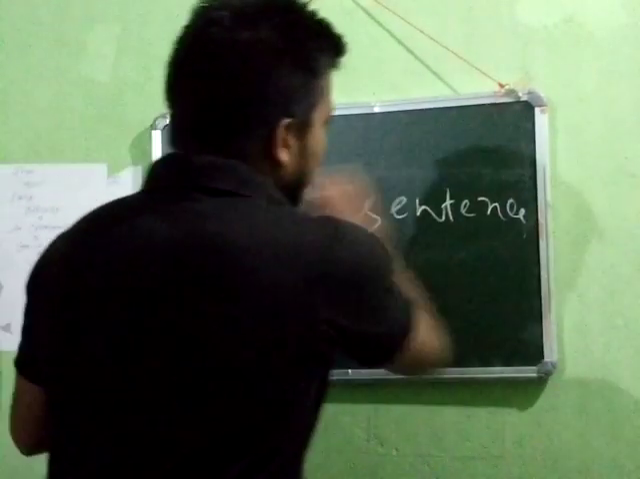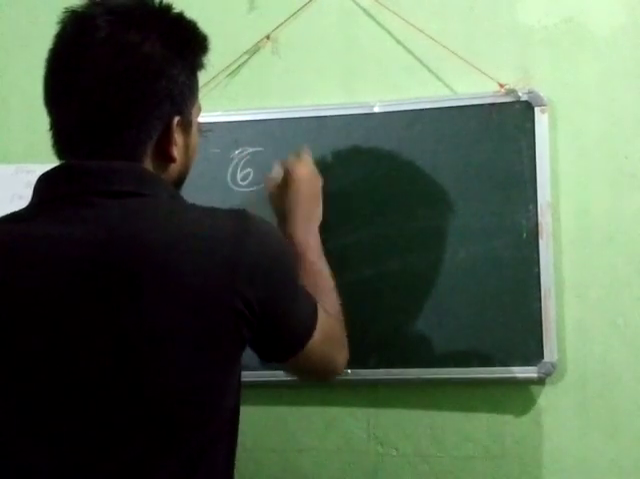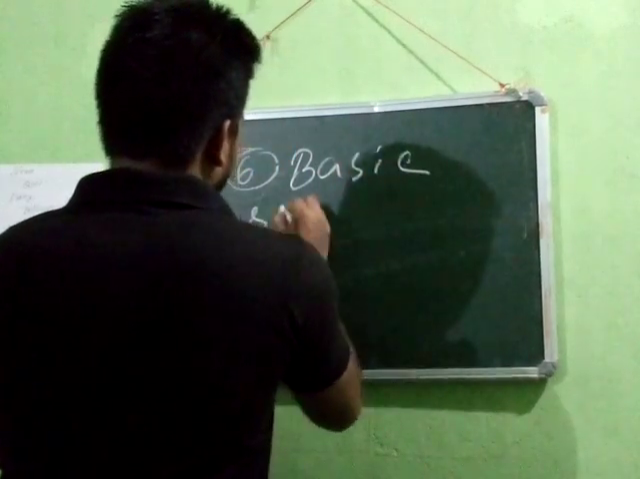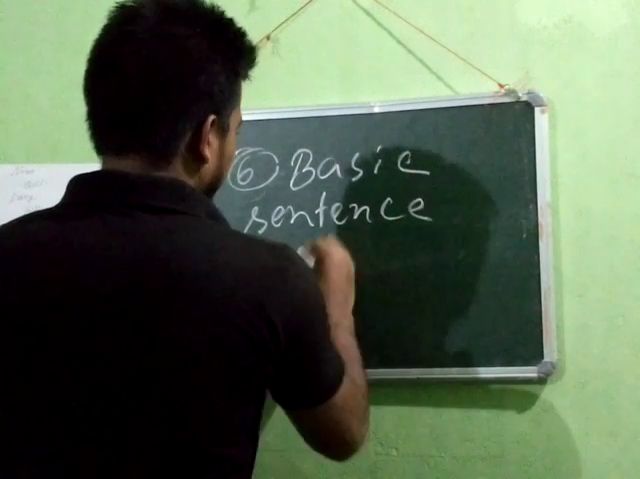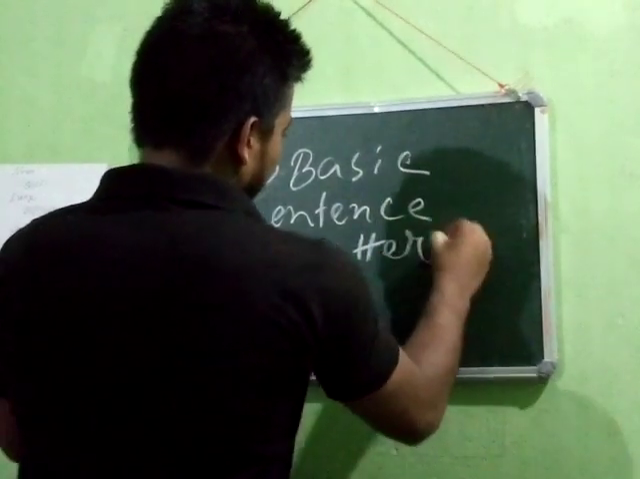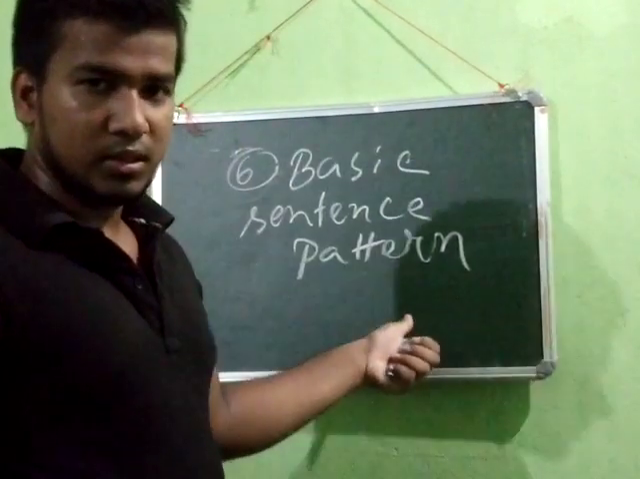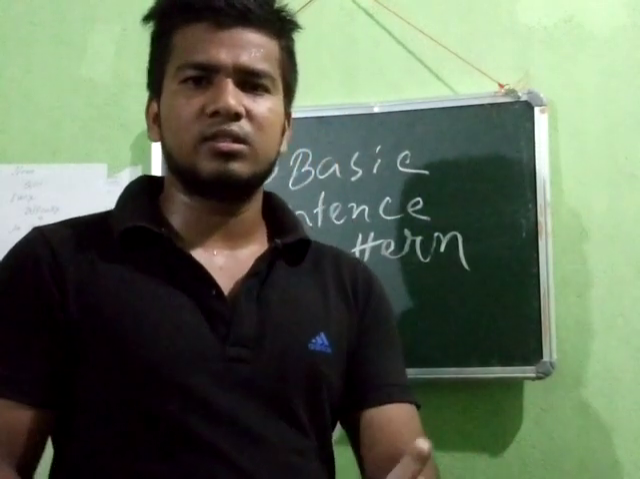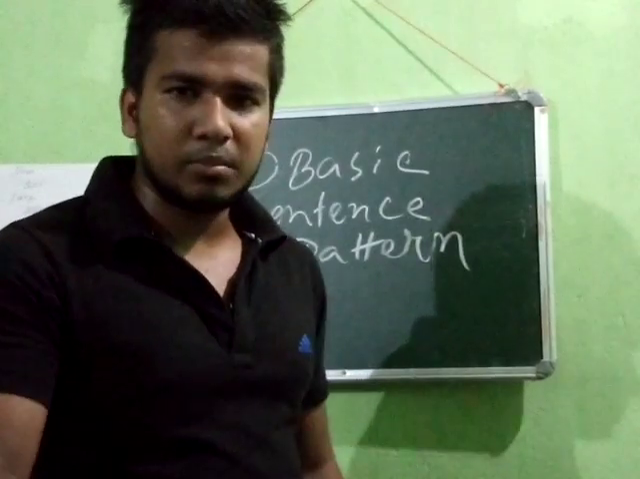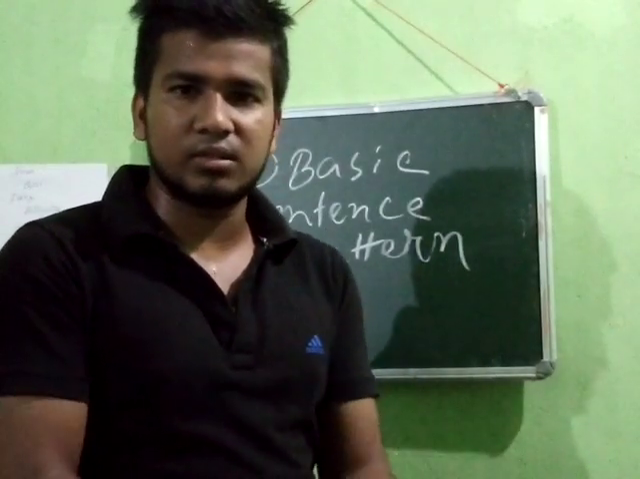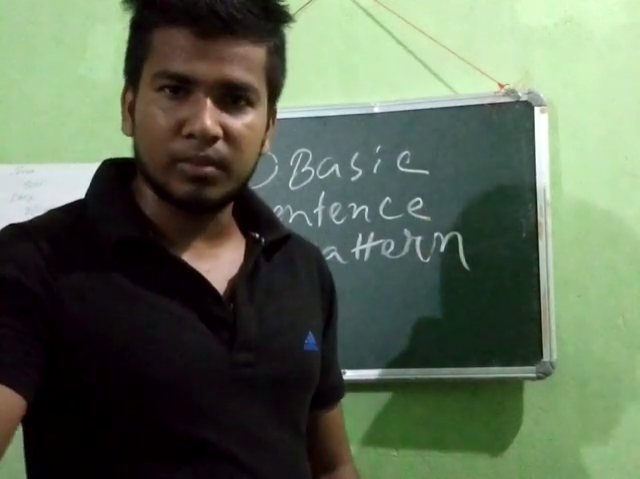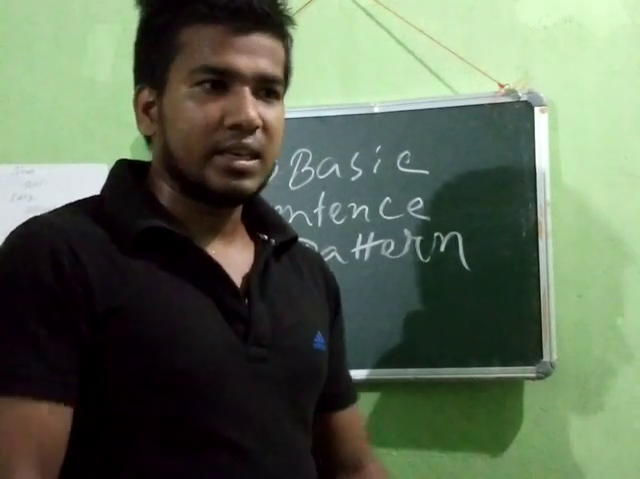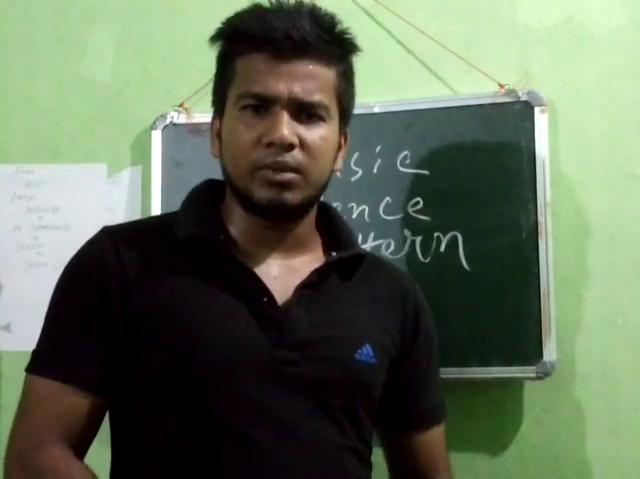So moving on, question number 6. Basic sentence pattern. Now there are various sentence patterns in English. We have to know only about 7 or 9 patterns. For example, subject plus verb plus object, which is generally used in our daily life. Subject plus verb plus complement, subject plus verb plus adjunct, subject plus verb plus object plus adjunct, etc. So there are 7 basic patterns of sentences.